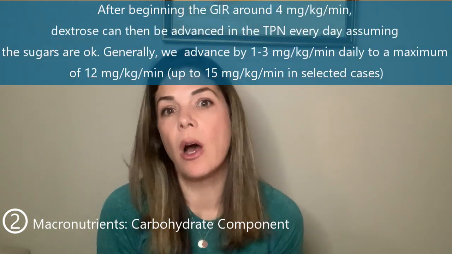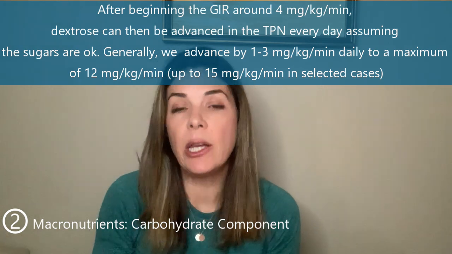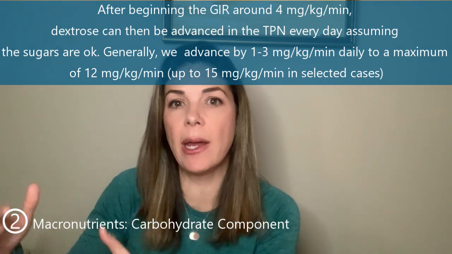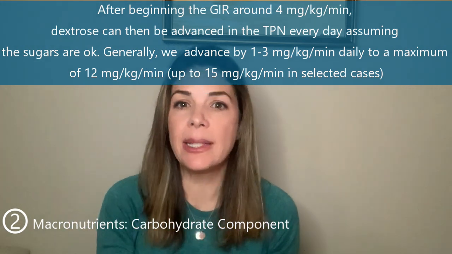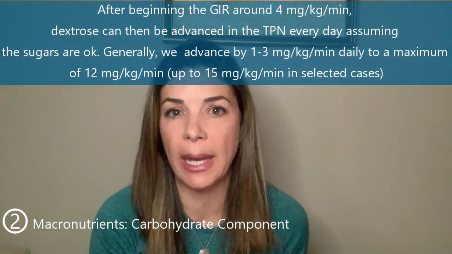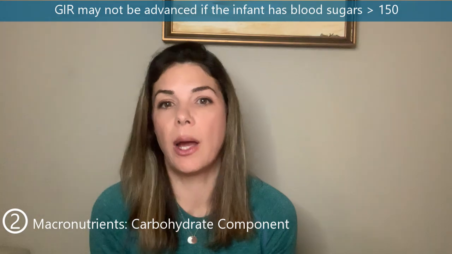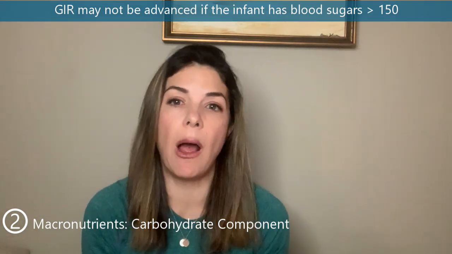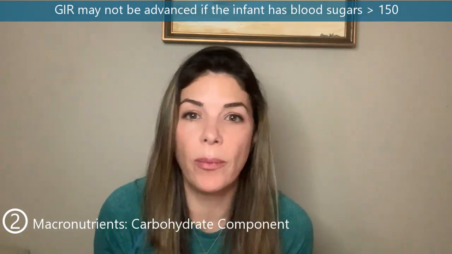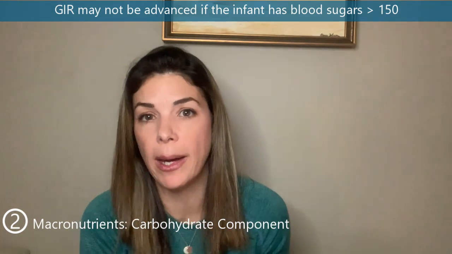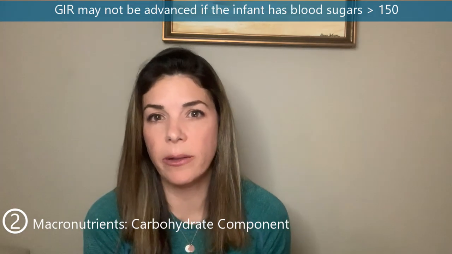So after you start on the GIR of 4 to 6 mg per kilo per minute, then you want to slowly advance the GIR every day by about 1 to 3 mg per kilo per minute until the baby receives about 12 mg per kg per minute. Two points here. Obviously, you're only going to advance the GIR if the sugars are under the parameters that you want them to be. So you definitely don't want them too low, but you definitely don't want them too high. So generally, if the sugars are above 150, you're probably not going to be advancing the GIR.